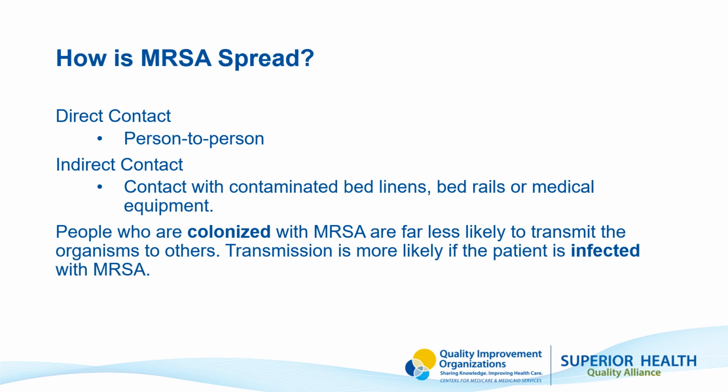MRSA in the community is spread from person to person by direct contact. In addition, indirect contact is also a means of spread because, as previously mentioned, the bacteria can survive on surfaces for a long time. In a healthcare setting, MRSA can be spread directly from unclean hands of healthcare workers or visitors, or by coming into contact with contaminated bed linens, bed rails, and medical equipment. It may also spread by blood, saliva, and/or droplets in the air that can land on people's skin or other surfaces.